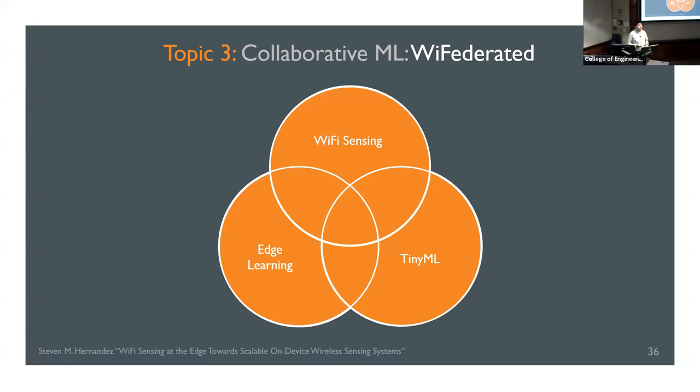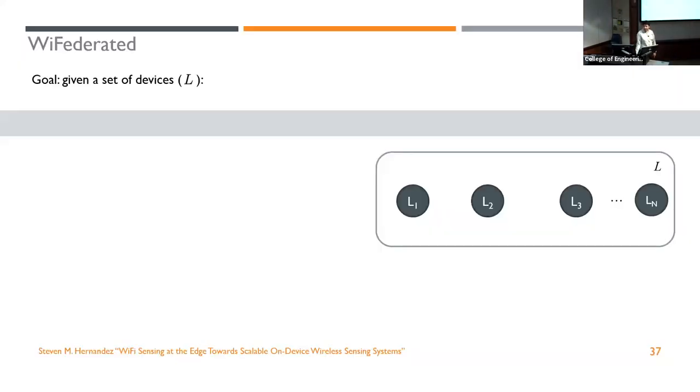All right, so assuming that we can train and learn new knowledge at each of the devices independently, this leads us on to: how can we take that knowledge and share it with other devices? How can we collaboratively learn more information? So here we propose something called Y-federated, and this is the goal that we're looking at here.